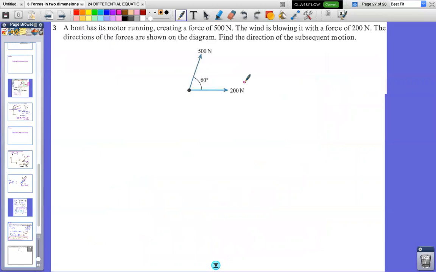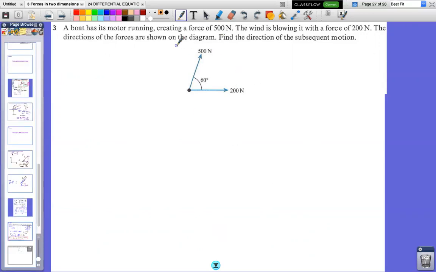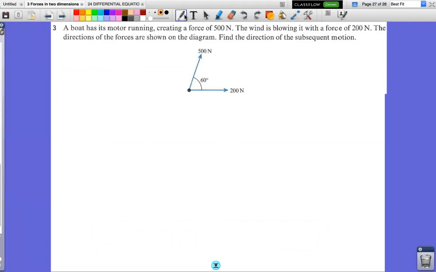Question 3. We are told that a boat has its motor running, creating a force of 500 newtons. The wind is blowing it with a force of 200 newtons. The directions of the forces are shown in this diagram. Find the direction of the subsequent motion. We are asked just to find the direction with no magnitude. But I guess to find the direction, we must find magnitude first.